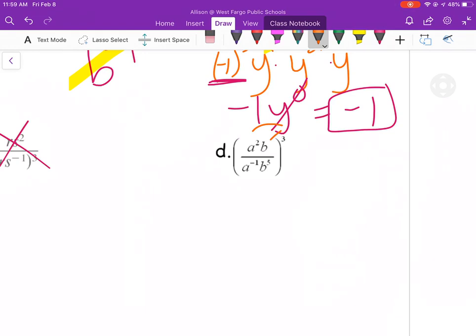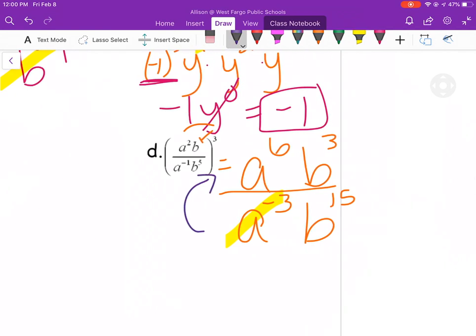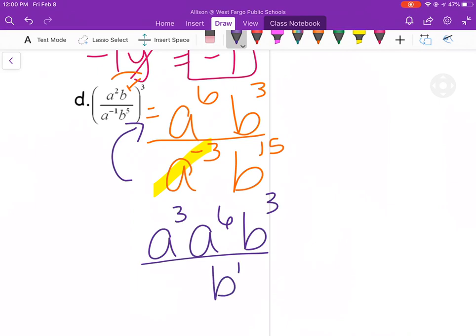So on the numerator, we're going to end up with A to the 6th. This is b to the 1st, to the 3rd is b to the 3rd. Then a to the negative 1 to the 3rd is going to be a to the negative 3. And then b to the 5 cubed is going to be b to the 15th. Now I'm going to get rid of this negative exponent right here by moving it to the numerator. So that's going to become a to the 3rd, then a to the 6th, b to the 3rd, over b to the 15th.